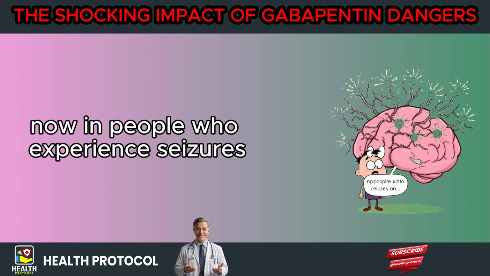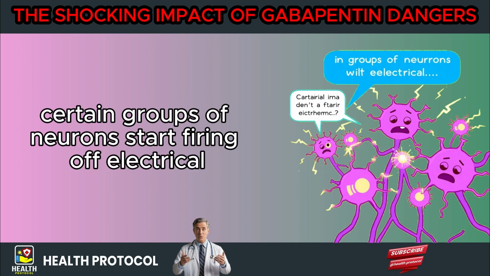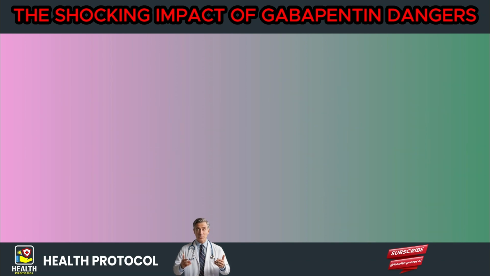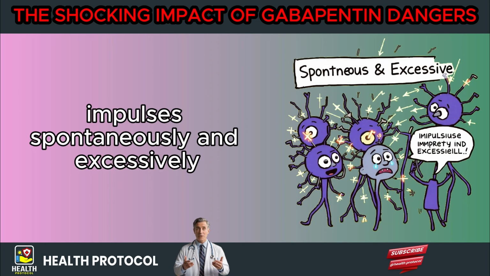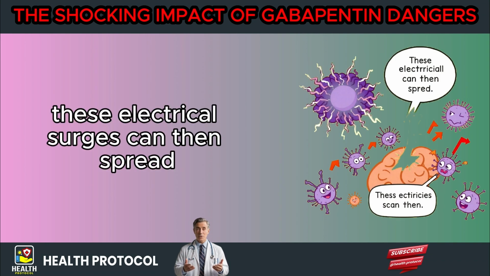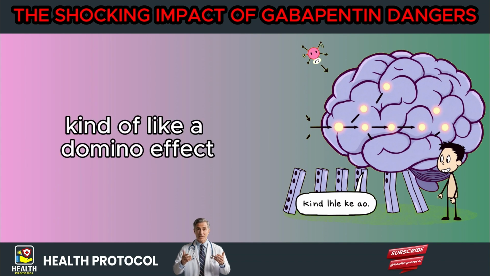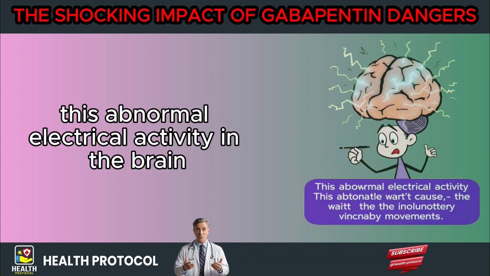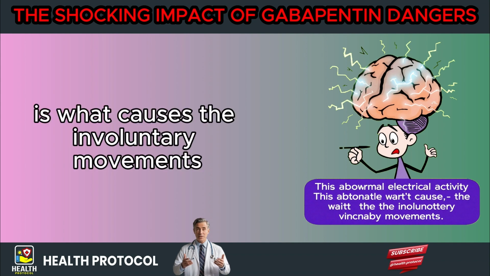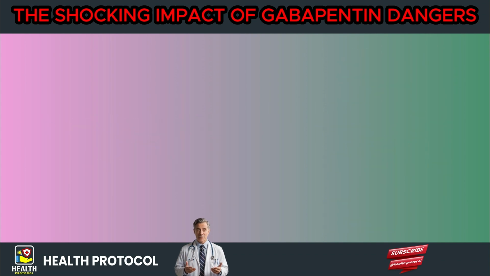Now, in people who experience seizures, something goes a bit haywire. Certain groups of neurons start firing off electrical impulses spontaneously and excessively. These electrical surges can then spread from one area of the brain to another, kind of like a domino effect. This abnormal electrical activity in the brain is what causes the involuntary movements and other symptoms we commonly see during a seizure in someone with epilepsy.